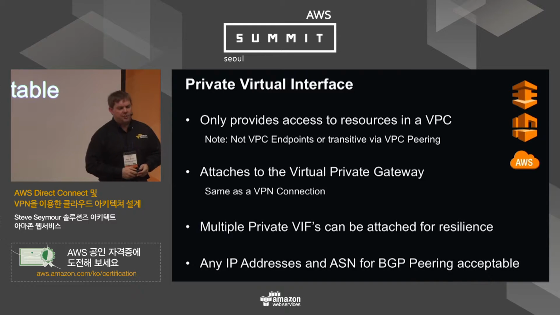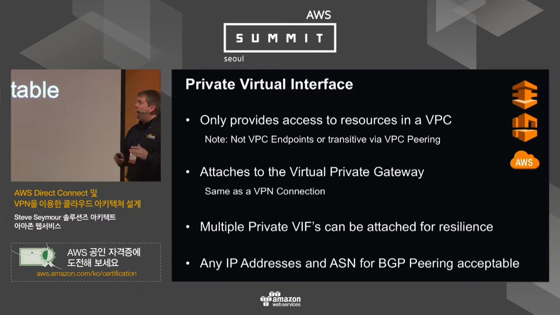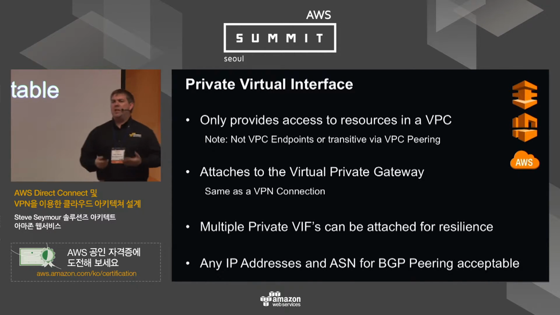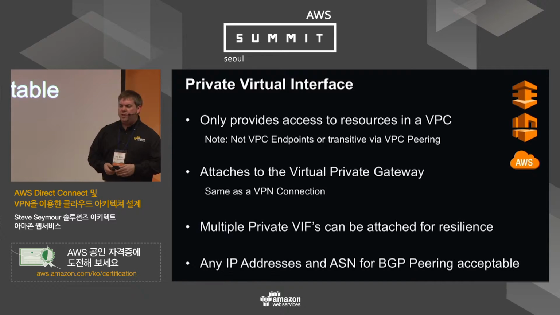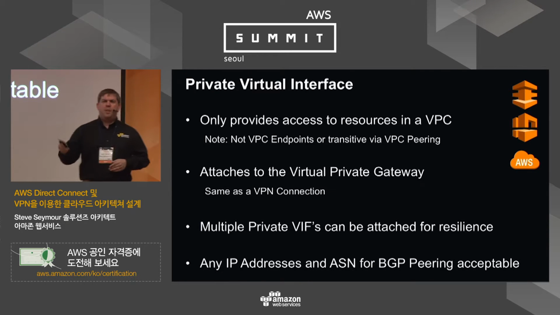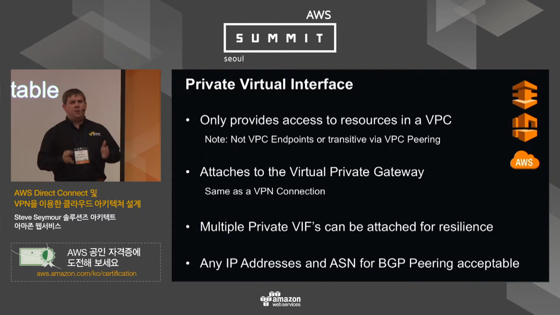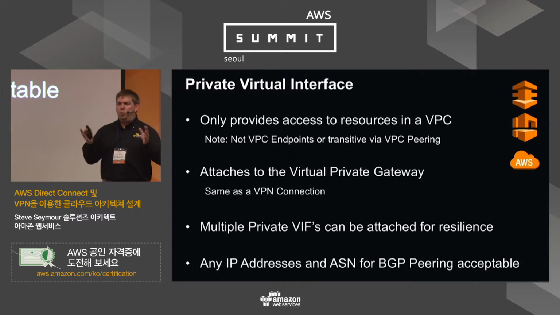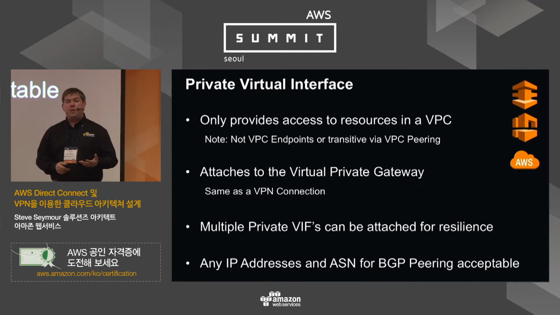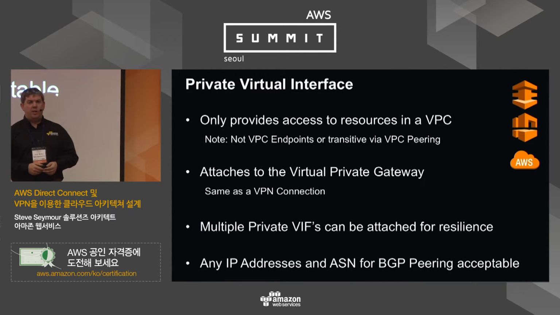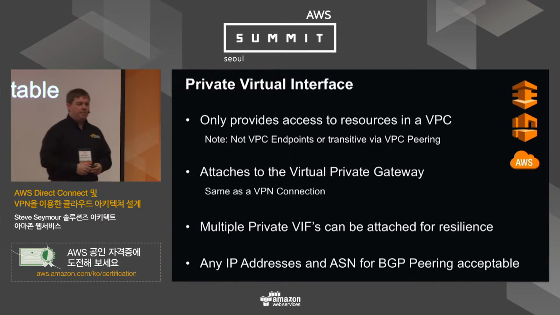So private virtual interfaces. As I said, these provide you with access to resources that are running inside your VPC. It doesn't give you the ability to access things like VPC endpoints or traverse peering connections. It just gives you access to EC2 within your VPC. It attaches to the virtual gateway, so the same place that the VPN attaches to. Remember, we only have one of those attached to our VPC.